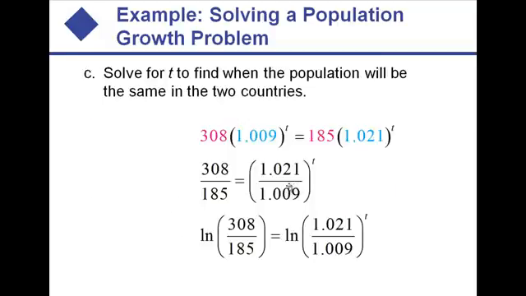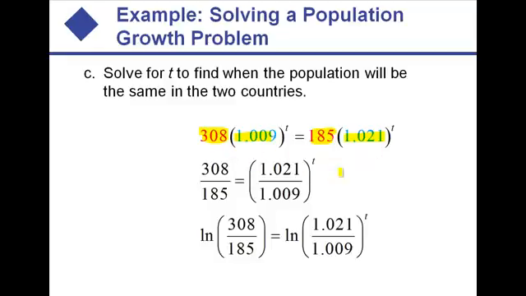Third one, figure out when the two populations will be the same. So here's the initial population for the United States, the initial population for Pakistan, right? The growth rate for the US, the growth rate for Pakistan, and then we're solving for at what time these two things are equal to each other. Very, very simple. Divide both sides by 185, then divide both sides by this. Basically, we're just putting the t's on one side and the non-t pieces on the other side.